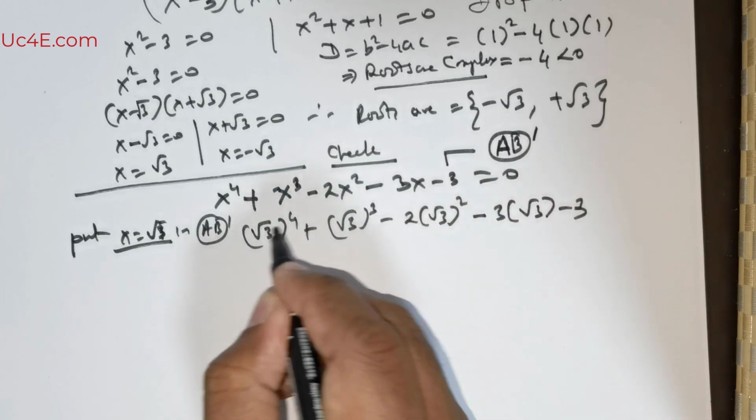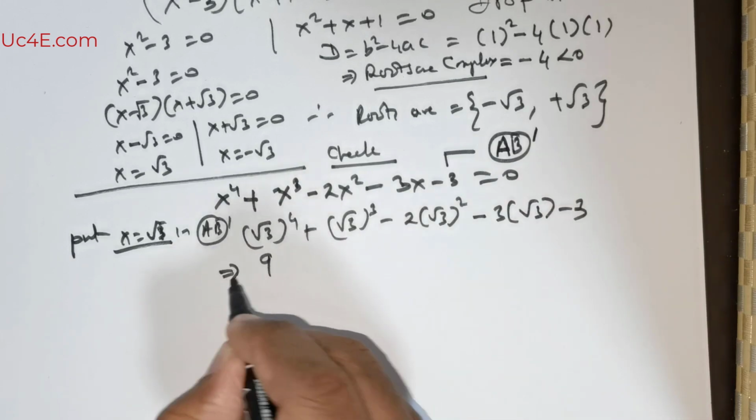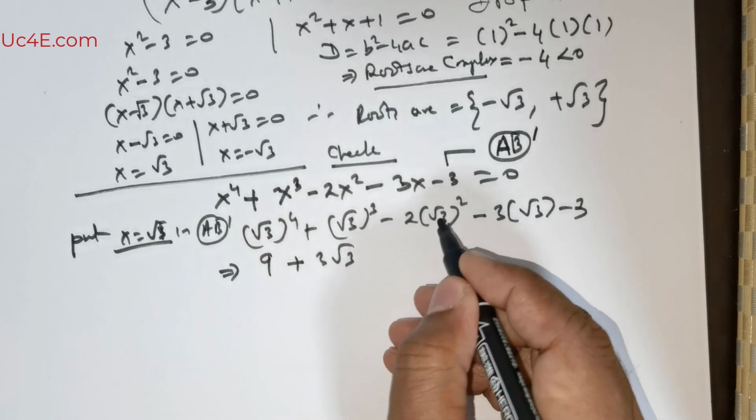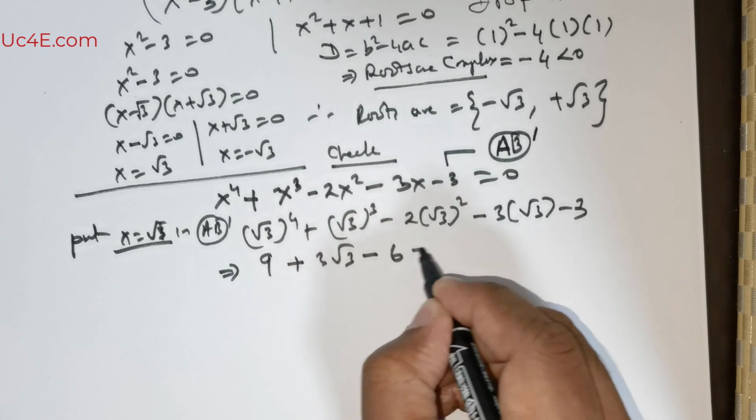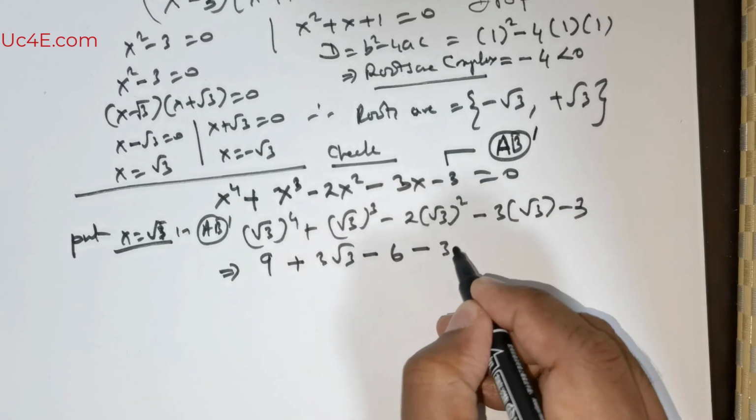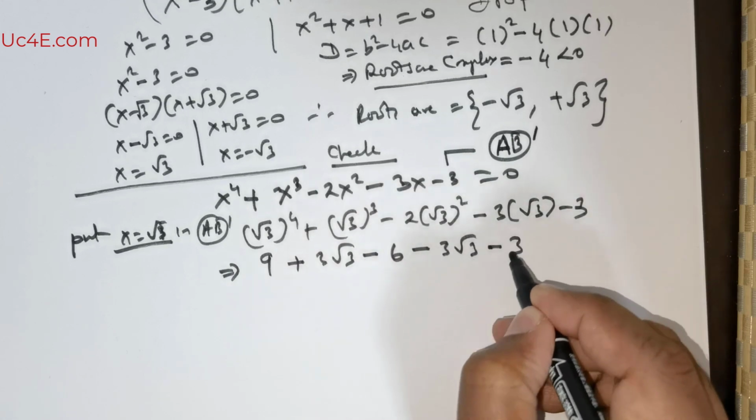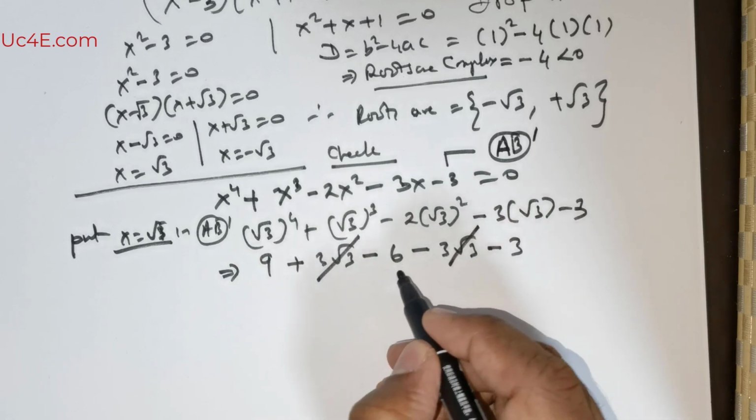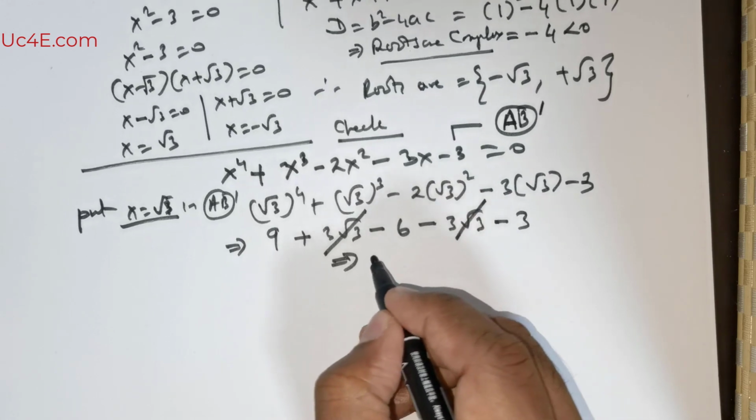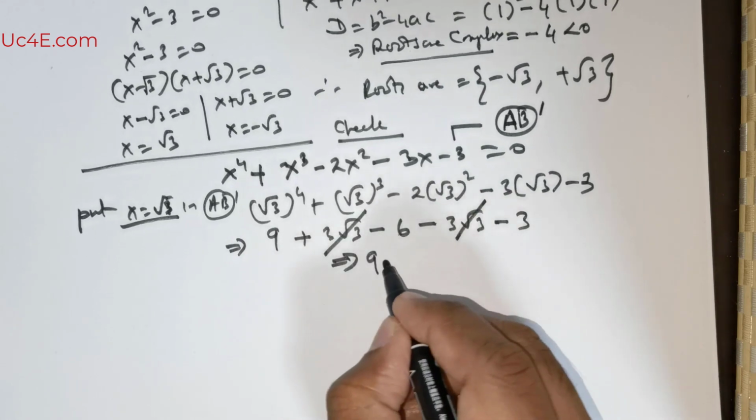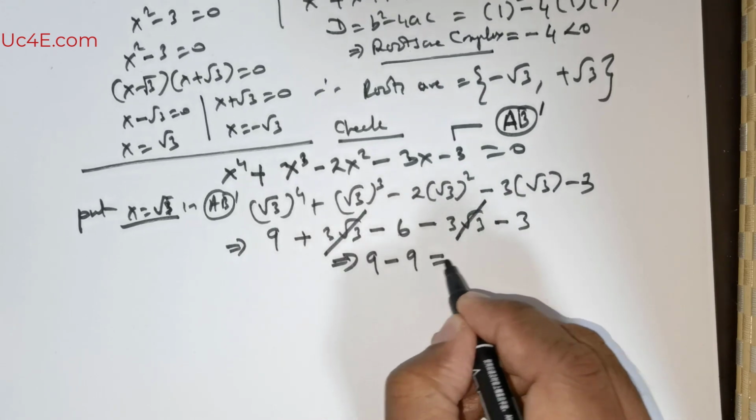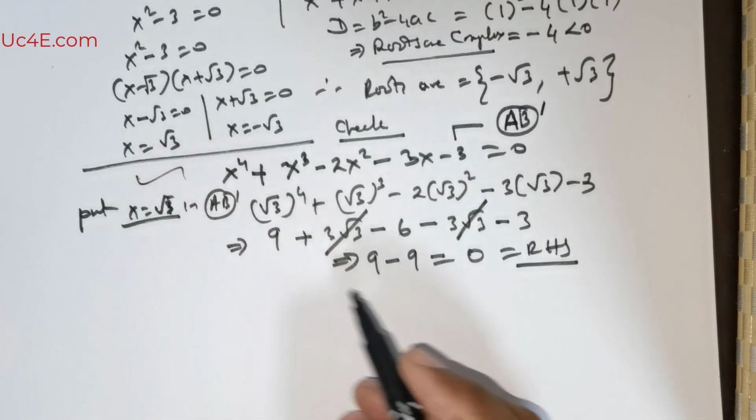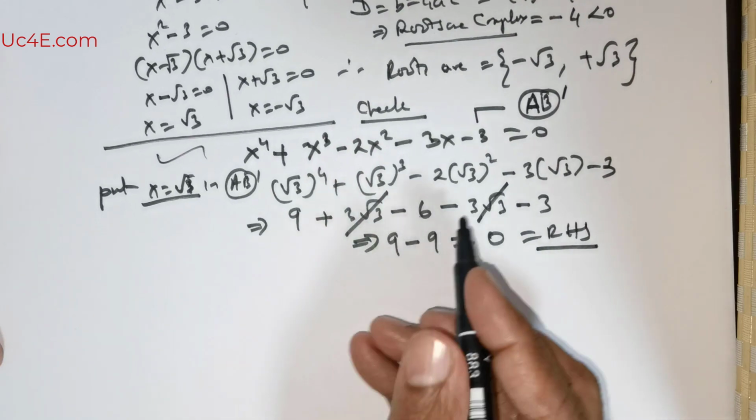This is going to give me 9. This is going to give me 3 times root 3. This is going to give me 3 times 2, minus 6. This is going to give me minus 3 times root 3. This is going to give me minus 3. Plus 3 times root 3, minus 3 times root 3, they get cancelled. So now all that I have is 9, minus 6, minus 3 gives me negative 9. So 9 minus 9 is 0, which is equal to the right hand side. So x is equal to root 3 is a root for the given system.